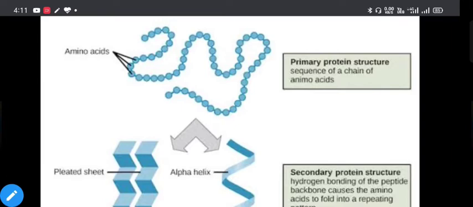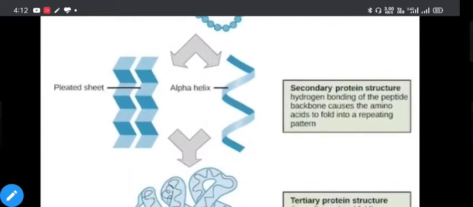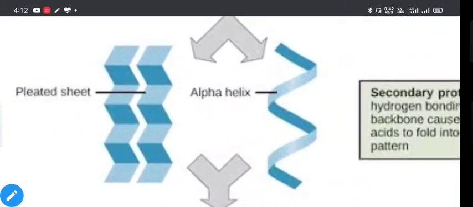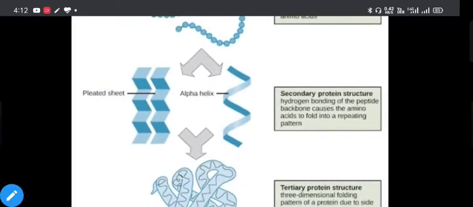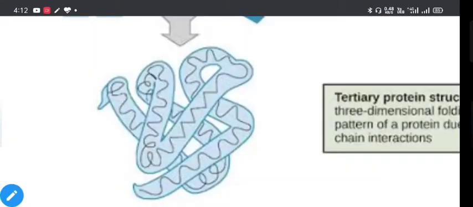When this type of long chain of peptide, polypeptide or proteins gives these two types of structure, that means pleated sheet type of structure or helix structure, then it is secondary type of protein. When these pleats or helix are even further coiled like this, then it is tertiary structure of protein.